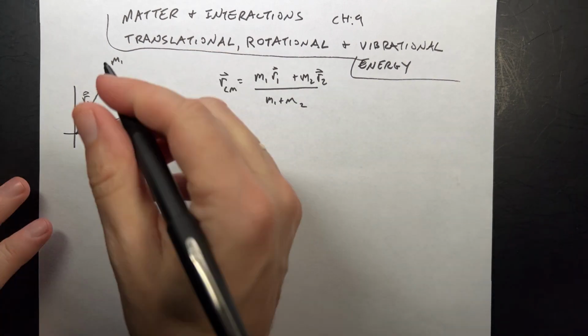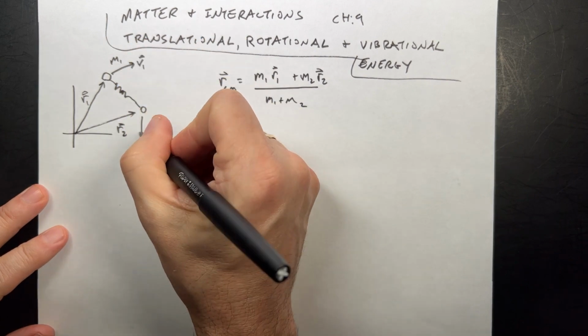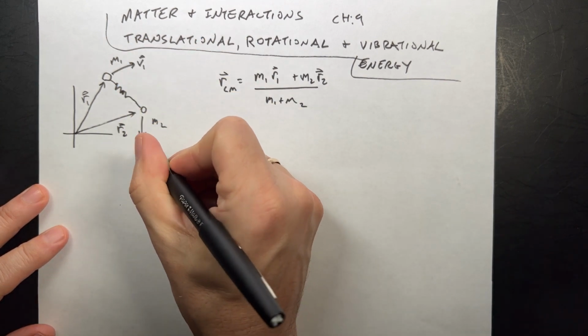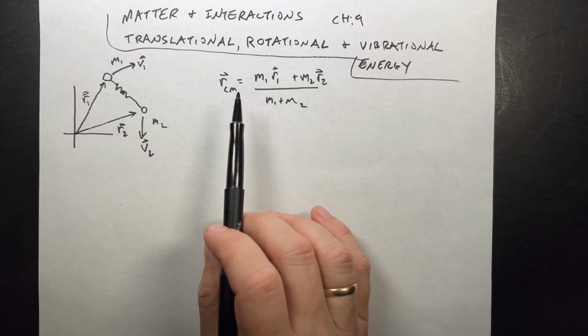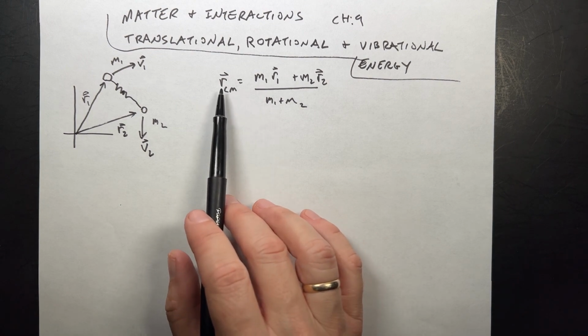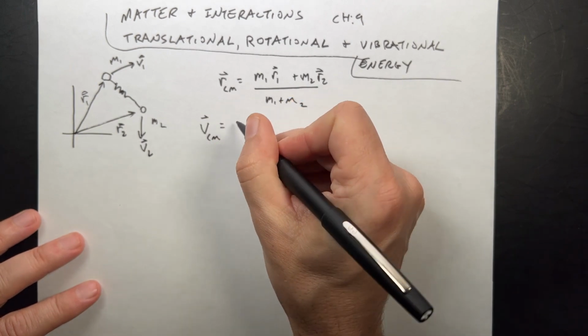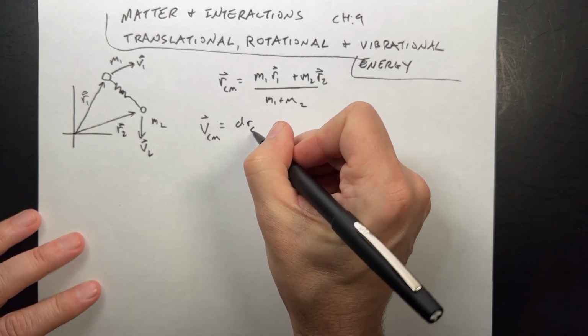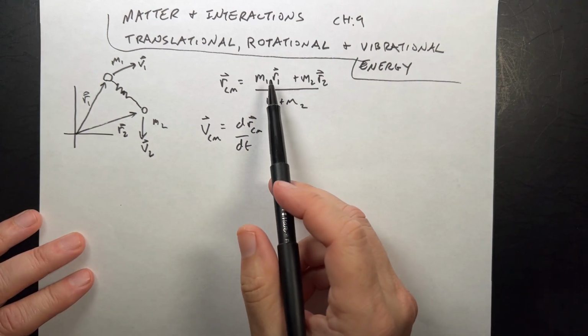Now, what if both of these things are moving? Let's say that one has a velocity v1, that has a velocity v2. It doesn't really matter at this point. Well, what's the velocity of the center of mass? Well, here's the trick. I can take the derivative of this. I can say v center of mass is equal to the derivative of r center of mass with respect to time. But that means I can just take the derivative of this.